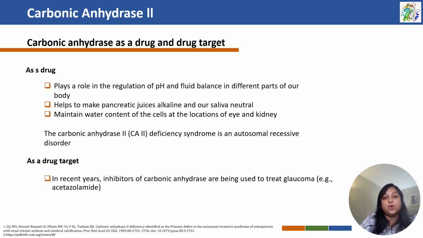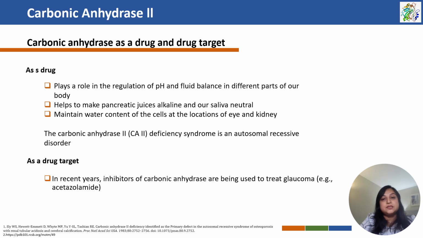Now I want to tell you why I chose this protein. Because I found that this protein can be used as a drug or drug target. When it is considered to be a drug, it plays an important role in the regulation of pH and fluid balance. It also helps to make pancreatic juice alkaline and saliva neutral. Not only that, it also maintains water content in different vital organs in our body like eye, kidney, stomach. So any kind of deficiency of carbonic anhydrase can lead to disease. Therefore, replacement of carbonic anhydrase is being used as a drug.